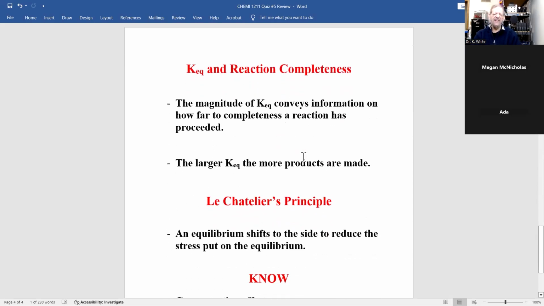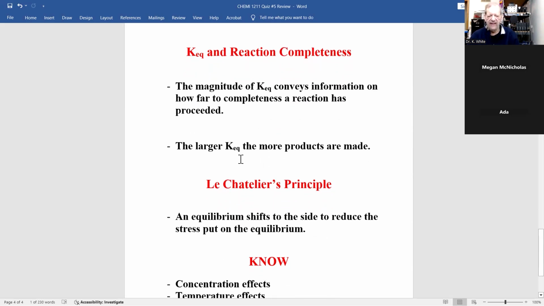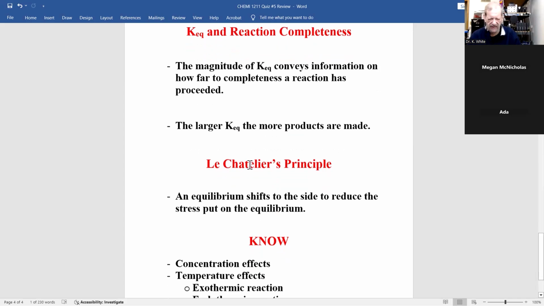Now, when we have an equilibrium constant, the magnitude, how big it is, tells you an important thing about the equilibrium: how far to the products or the reactants does that equilibrium go? The larger K EQ is, the more products are made. When K EQ is greater than 1, you make more products. When the equilibrium constant K EQ is less than 1, you make very few products. You have mostly starting material.